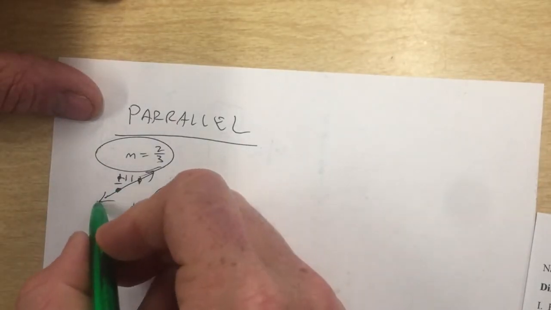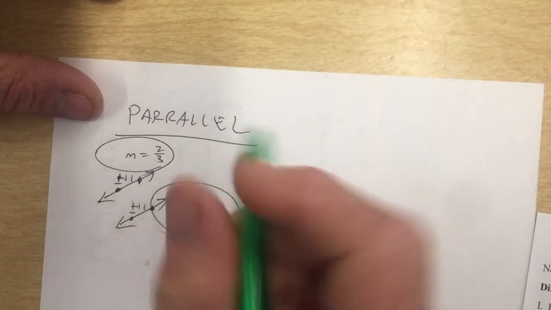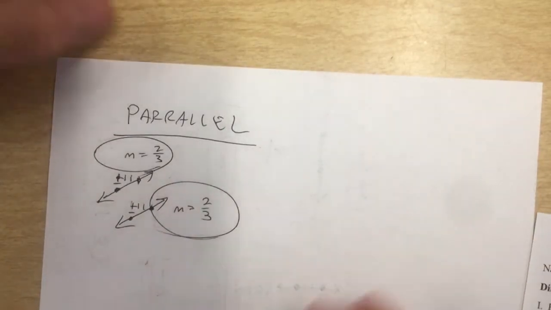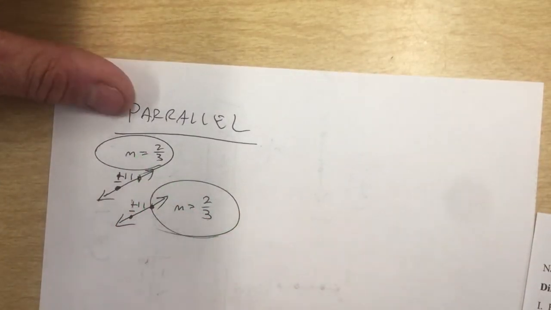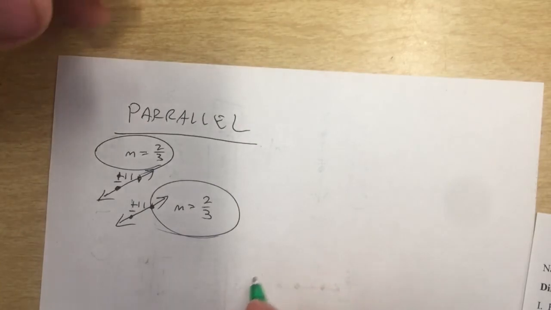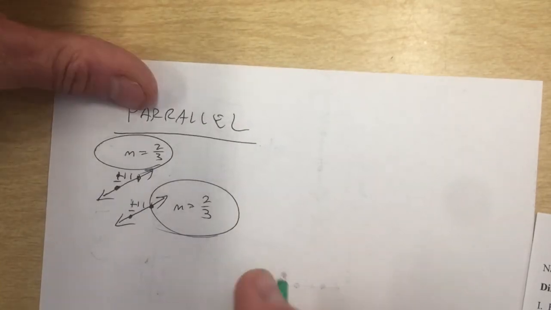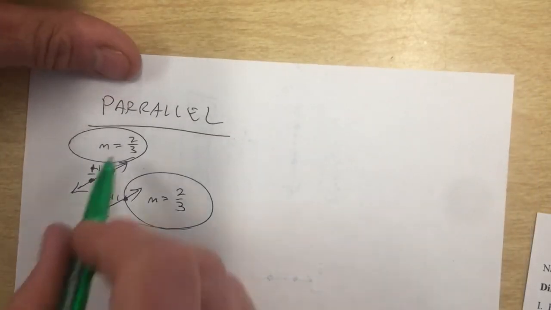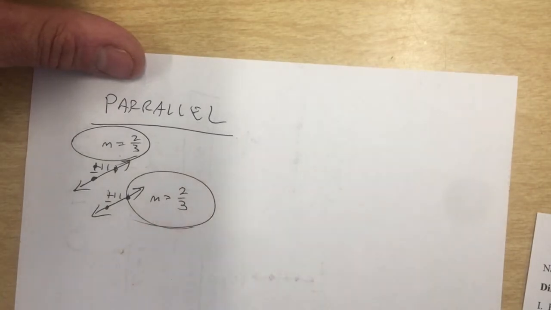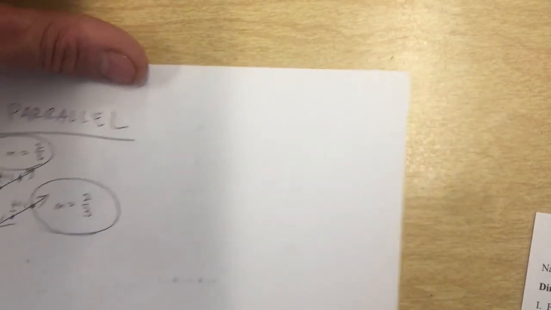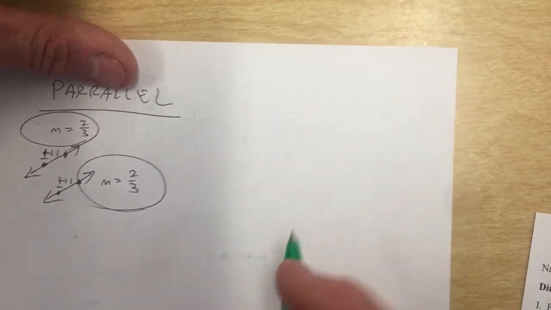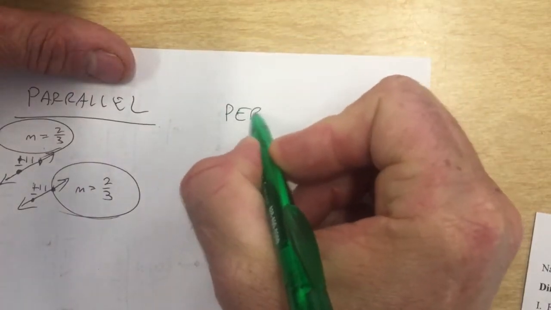Because they do the same thing. They go up 2 over 3, up 2 over 3, and they'll never intersect. Now, if they don't do the same, then they're going to intersect. If the slopes are not the same, they have to intersect. Okay? Now, we also have what's called perpendicular.